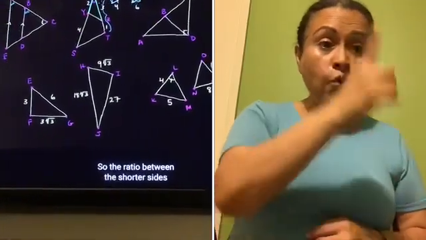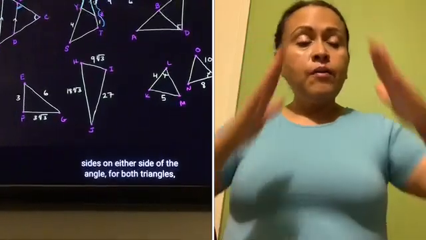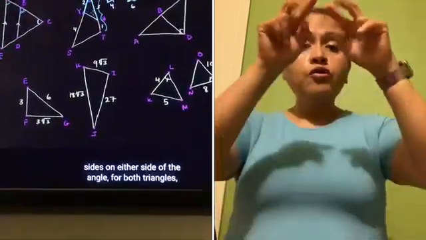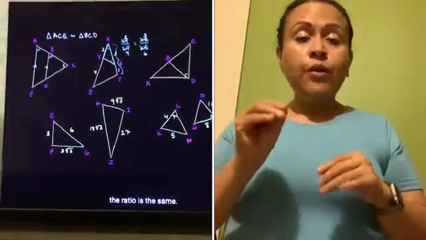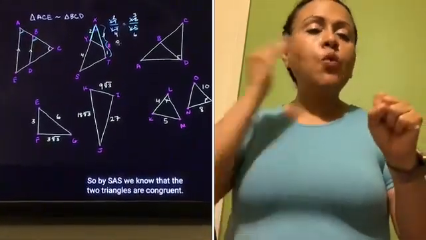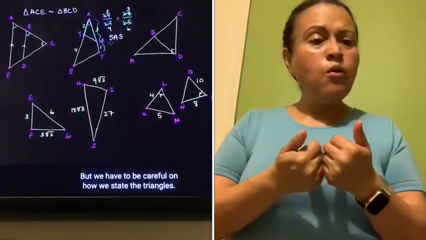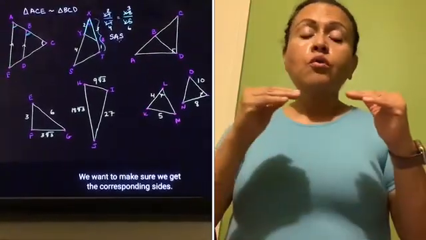So the ratio between the shorter sides on either side of the angle and the longer sides on either side of the angle for both triangles, the ratio is the same. So by SAS, we know that the two triangles are congruent. But we have to be careful on how we state the triangles. We want to make sure we get the corresponding sides.